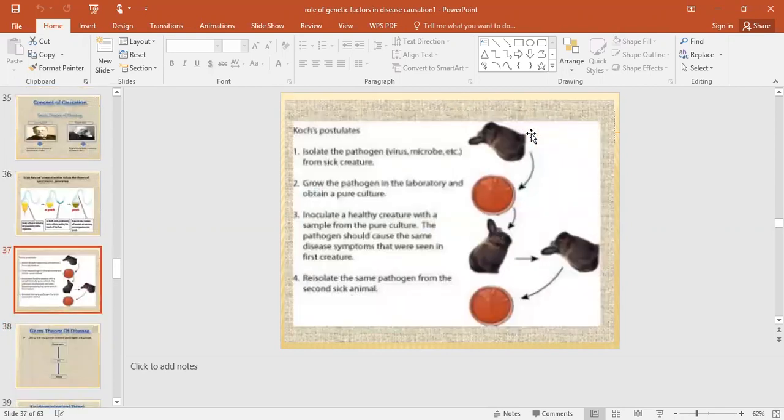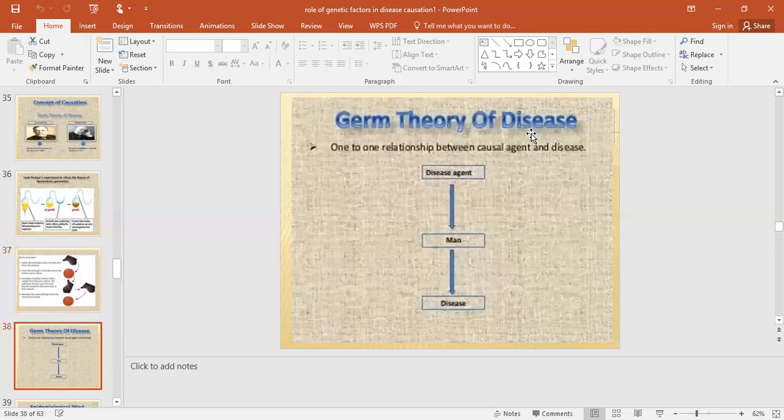Here are Koch's postulates. Isolate the pathogen from a sick creature, grow the pathogen in the laboratory and obtain a pure culture, and inoculate a healthy creature with samples from the pure culture. The pathogen should cause the same disease symptoms that were seen in the original creature. Re-isolate the same pathogen from the second creature. Germ theory of disease: a one-to-one relationship between causal agent and disease.